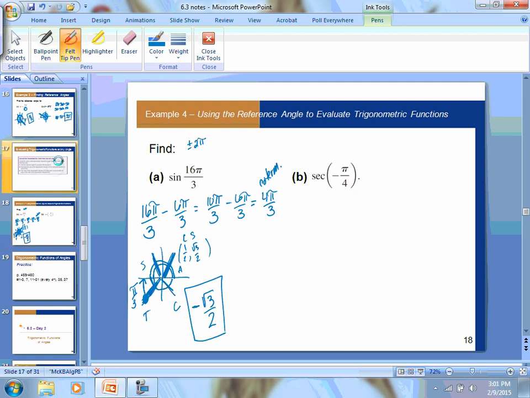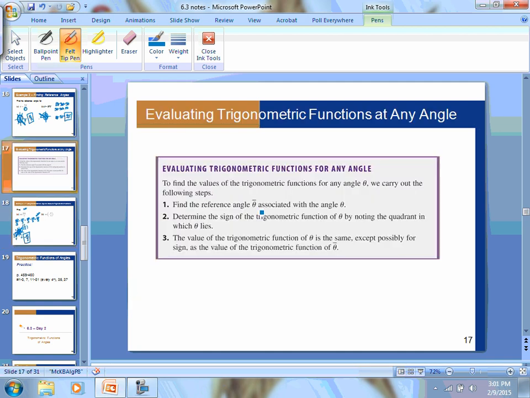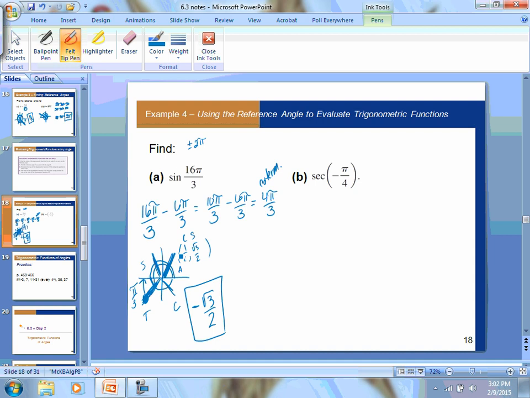Okay, so the steps that they recommend here, they say find the reference angle, which we did, determine the sign of the trig function, and then find the value of the trig function. So I kind of flip-flop those 2 steps. Okay, I like to find your reference angle, find your value, and then double check the signage and make sure you have the appropriate positive or negativeness.